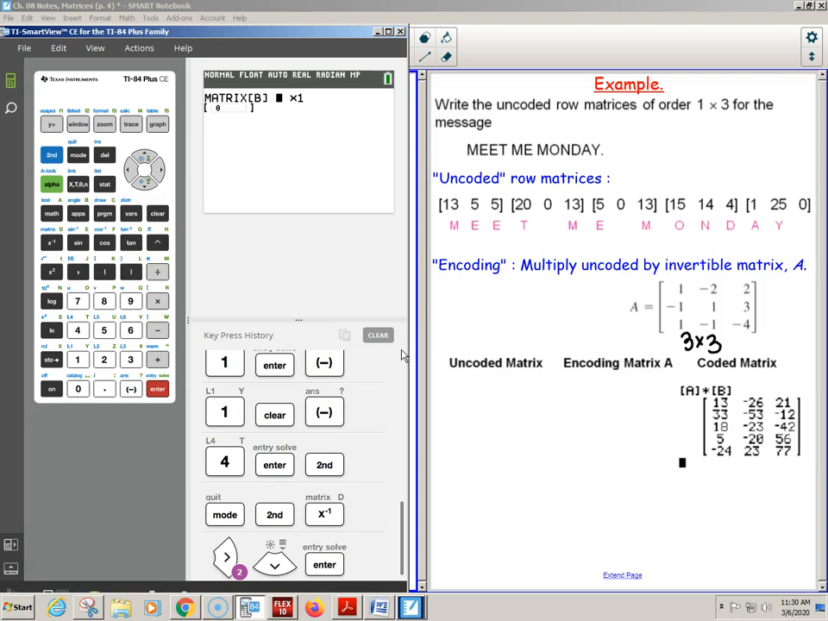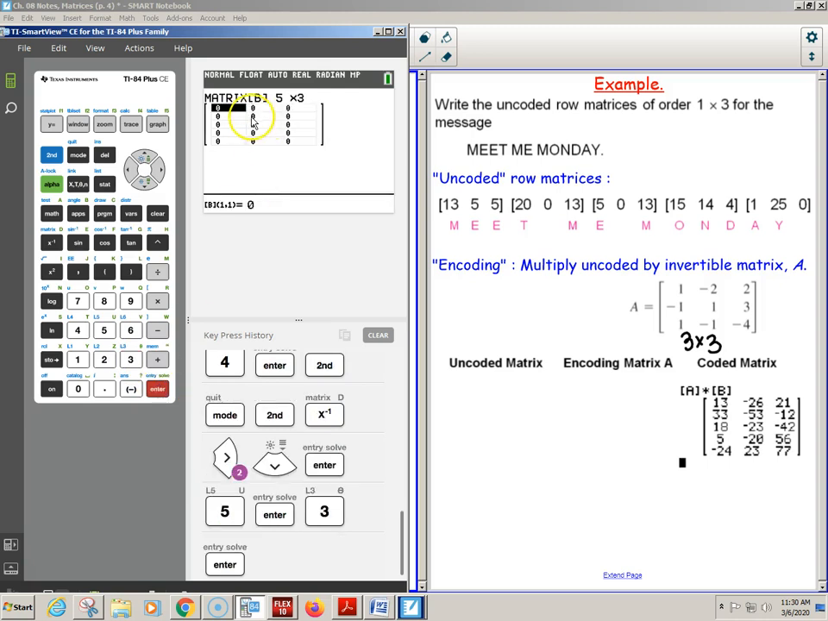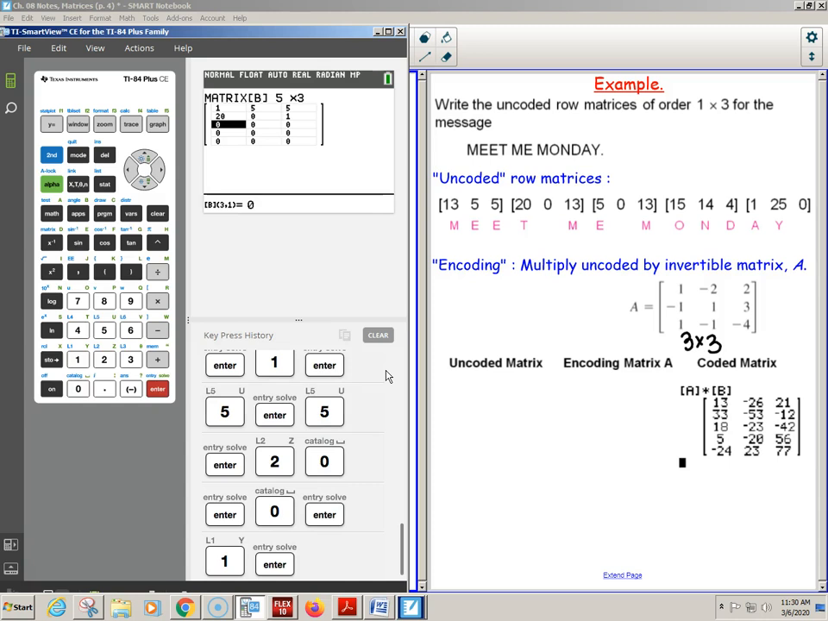Do you guys notice that we kind of ran out at the end, and so they just started putting zeros to fill in the spot? Okay, so I need a 5 by 3. Why? Well, because that's how many characters I have. So I need to take all of these 5 different rows and throw them in. So I have my 13, I have my 5, I have my 5, I have my 20, my 0, my 13. Oh, it didn't work.